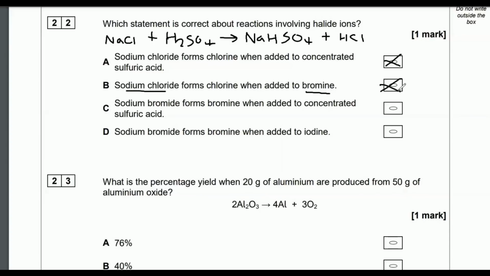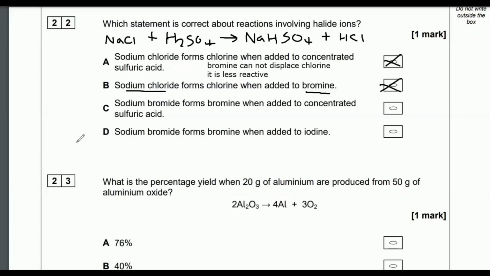So, sodium chloride reacts with chlorine when added to bromine. No, you know, with the halogens, they get less reactive down the group. So there's no way bromine can displace chlorine. Chlorine's above it, it's more reactive. Yeah, bromine cannot displace chlorine, it's less reactive.